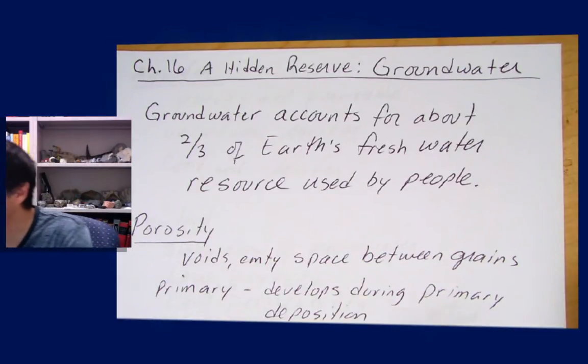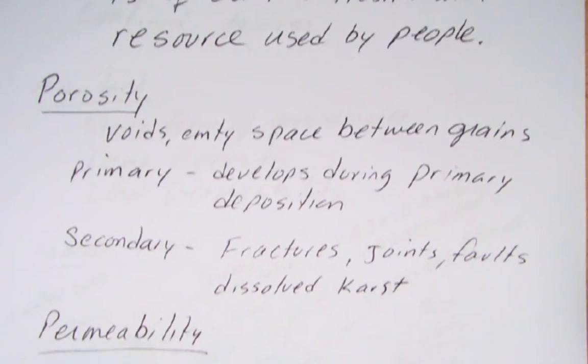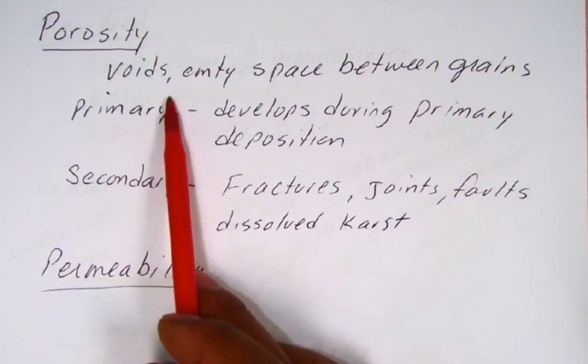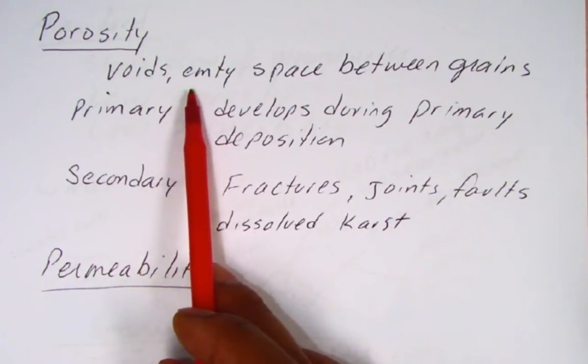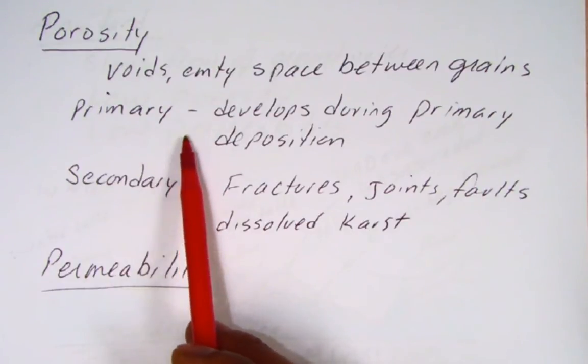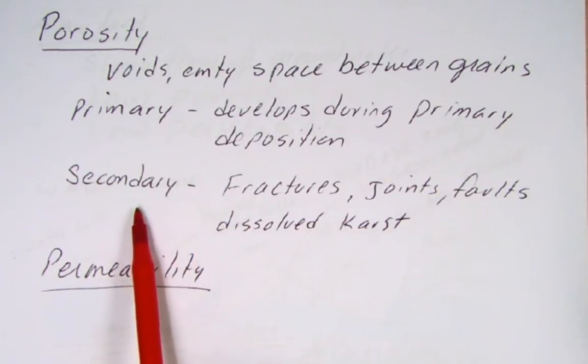And one of the key things about groundwater and where it's stored underground in these reservoirs is this idea of porosity and permeability. Think of porosity as the empty spaces or voids between grains. And a primary porosity develops during primary deposition. So those are the initial pore spaces of the rock. Now for secondary porosity, these are fractures, joints that develop later that allow for conduits or fractures, pore spaces in the rock.